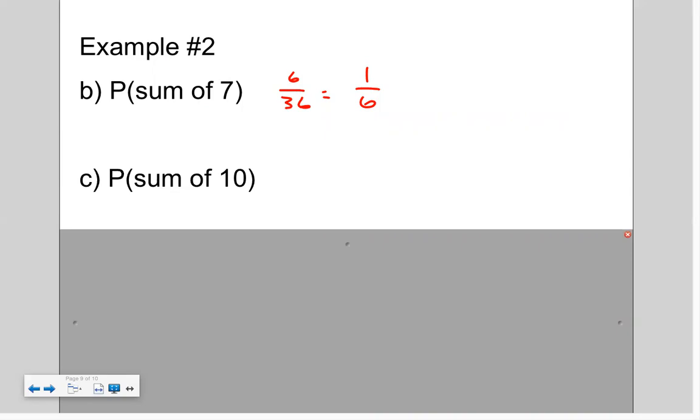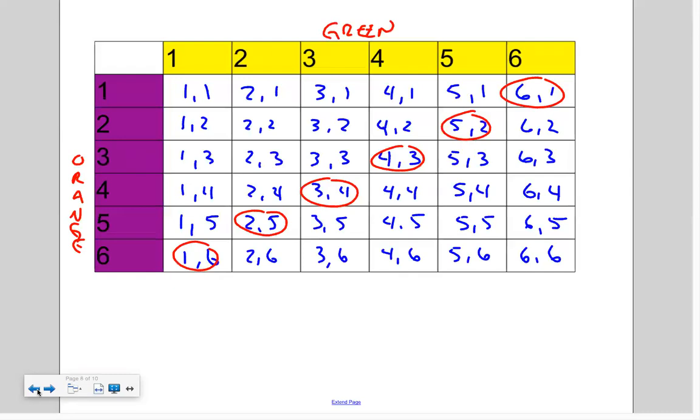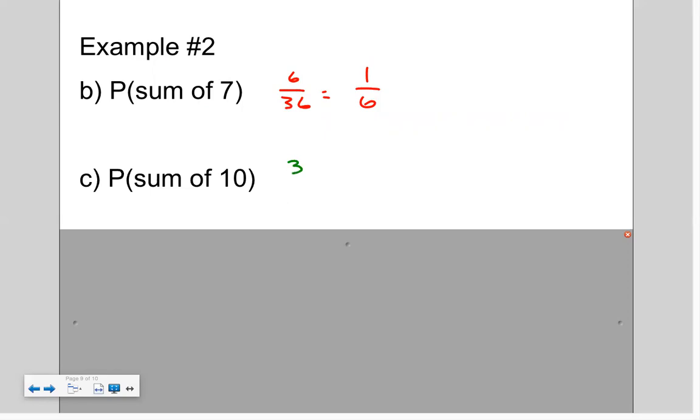What's the probability of a sum of 10? Okay, for the sum of 10, let's take a look at our sample space. Let's see, 4 and 6, 5 and 5, and 6 and 4. There's only three out of our 36, which is a 1 in 12 chance.